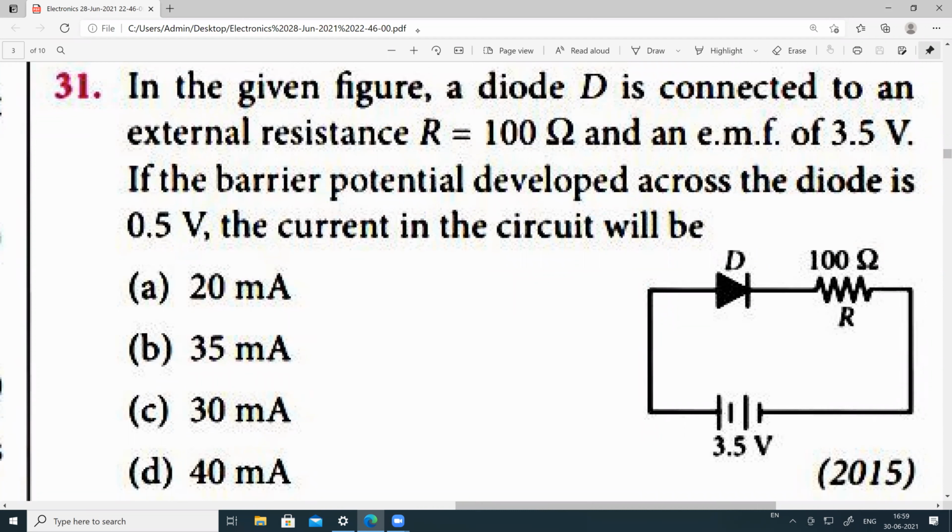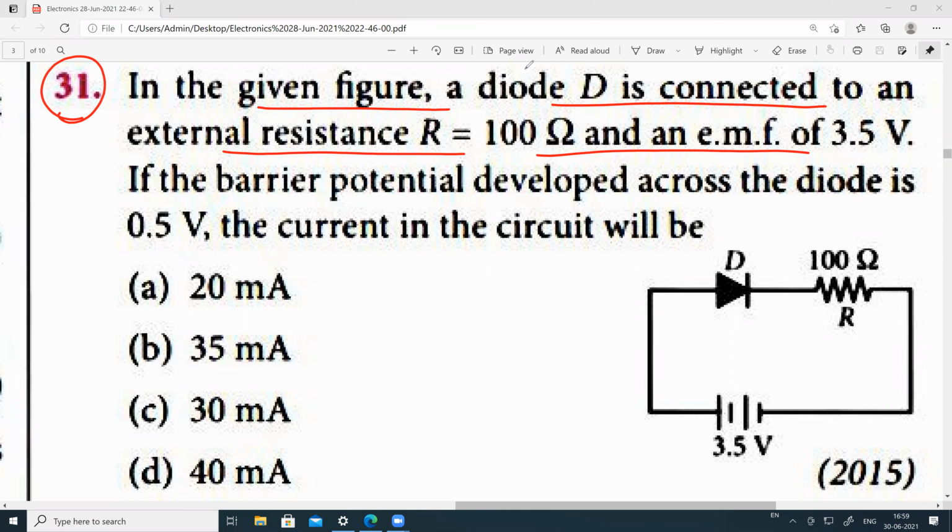31. In the given figure, a diode D is connected to an external resistance R equal to 100 ohm and EMF 3.5 volts. If the barrier potential developed across the diode is 0.5 volt, the current in the circuit will be: 20 milliampere, 35 milliampere, 30 milliampere, or 40 milliampere.